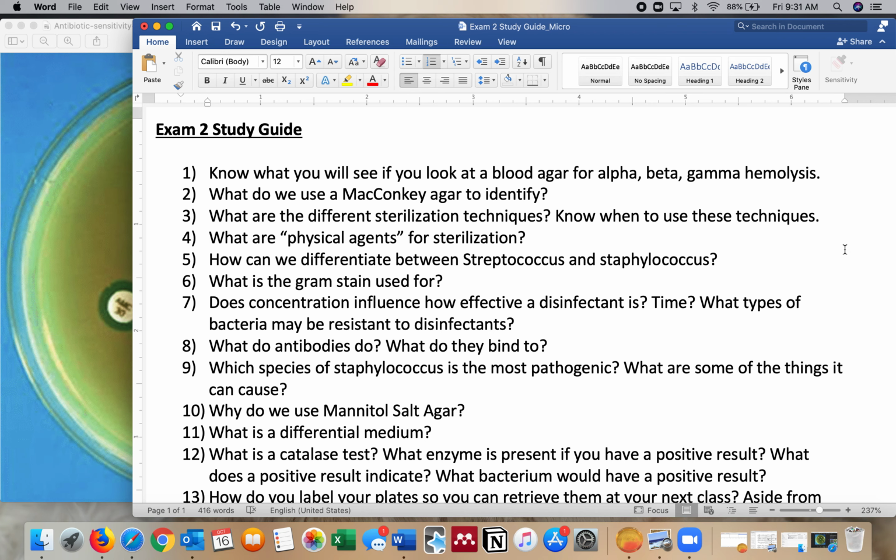Okay, so number 2, what do we use a MacConkey agar to identify? This is part of our most recent lab, just yesterday. So remember that with MacConkey agar, we're looking at a bacteria's ability to ferment lactose. There were 2 different results. If you remember the chart that we drew on the board, you could see E. coli on the MacConkey agar.